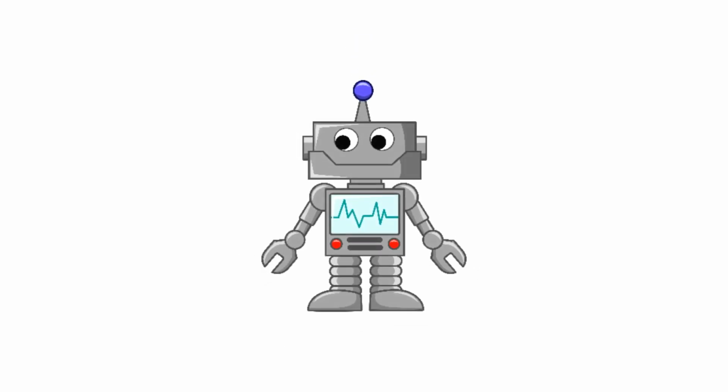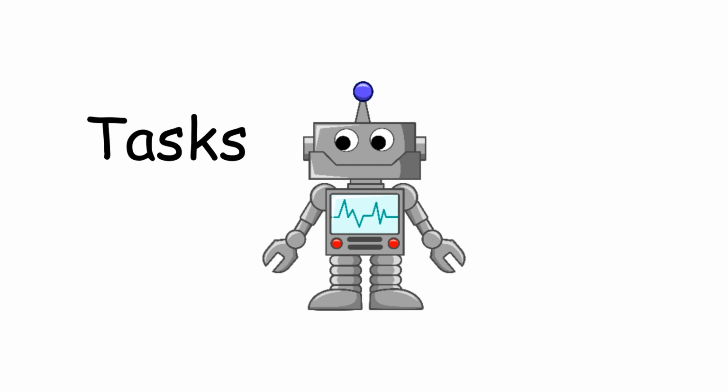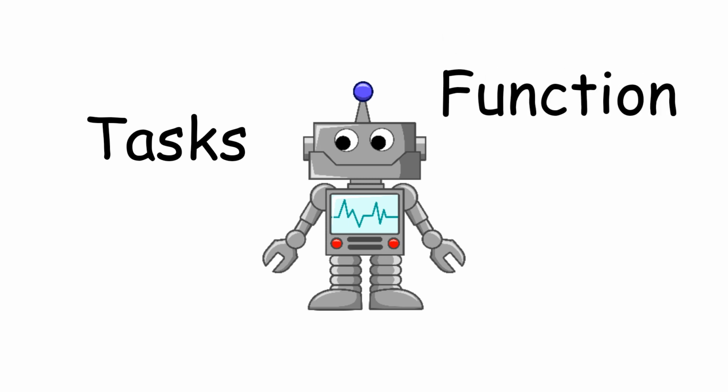Imagine you have a toy robot that can perform different tasks. Instead of giving it the same instructions over and over again, you can define a function to teach the robot how to do each task. Functions in Python are like special recipes that your robot follows to complete specific actions.